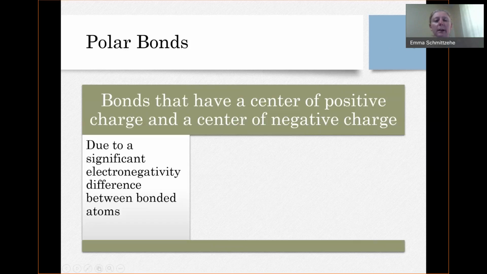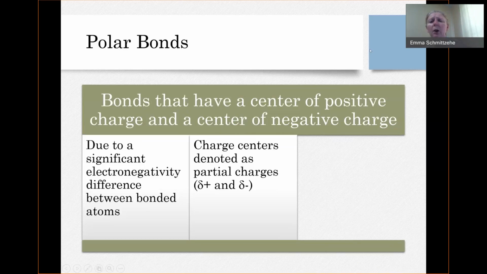Now, you don't always have to look up electronegativities. In general, if you have atoms of different elements bonded together, we generally just call it a polar bond. It may only be very slightly polar if those electronegativities are very similar. But in general, if it's the same element, it's nonpolar for sure. If it's different elements, we just call it a polar bond typically.